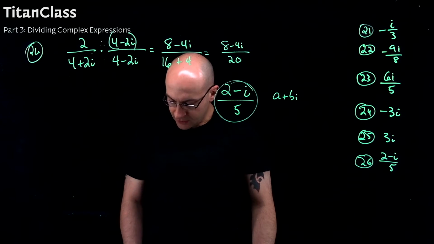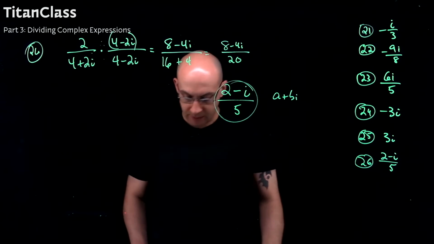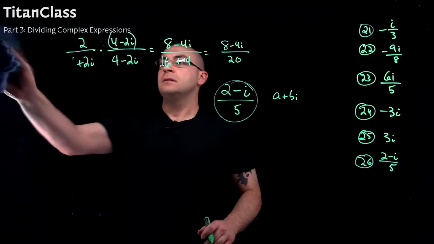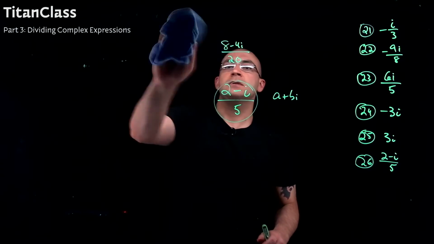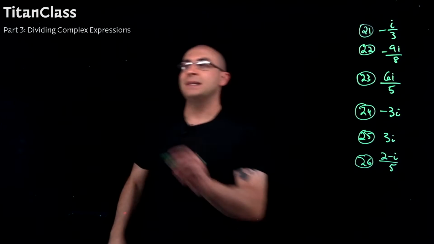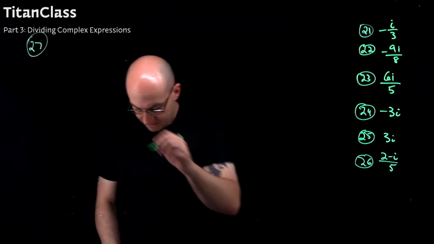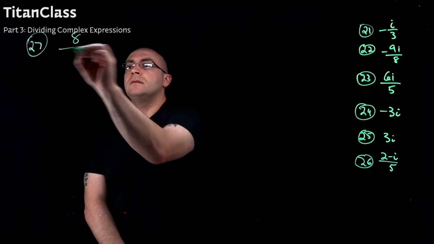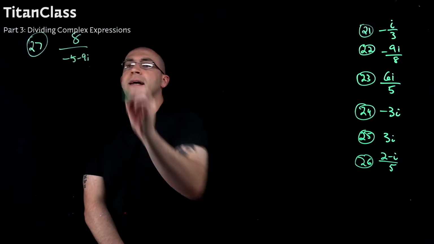Okay? So that was number, I just want to make sure I'm on the right one, 26 on this one now. So we'll do about 5 more of these, and then we'll get to 31. All right, 27. 8 over negative 5 minus 9i, okay?